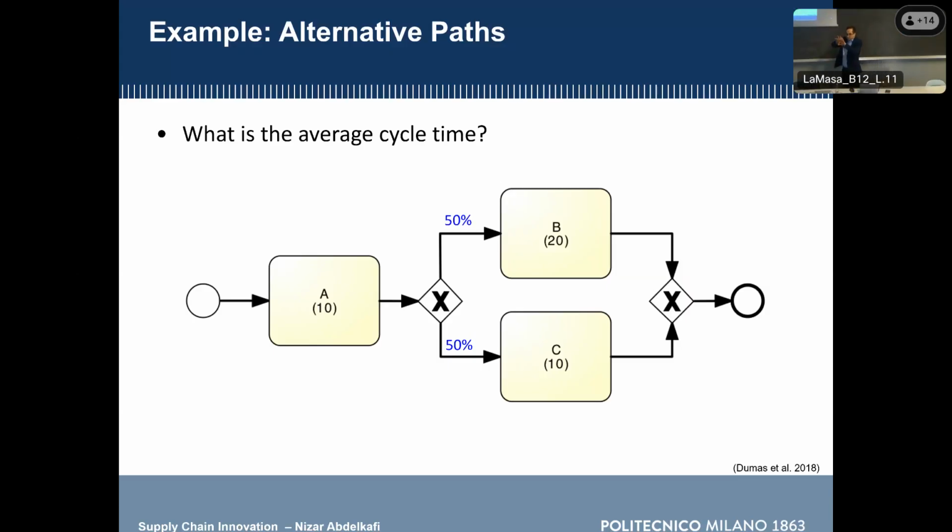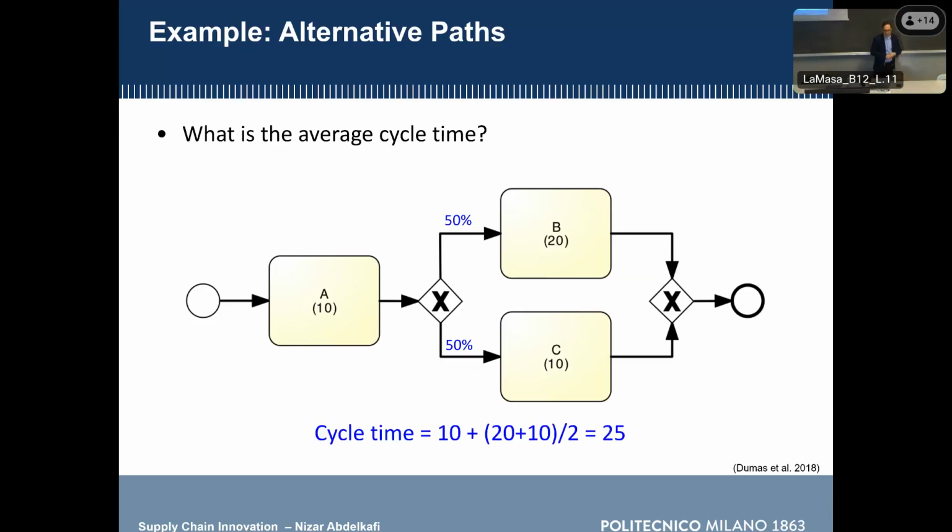So it is not, if we get one application, let's say, it will be going either B or C. But on average, the expected cycle time will be 10 plus 0.5 multiplied with 20 plus 0.5 multiplied with 10, right? So this is on average, or better, it is called the expected cycle time. This is 10 plus 30 multiplied with 0.5, which is then 25, right? 25 days or 25 hours, units of time.